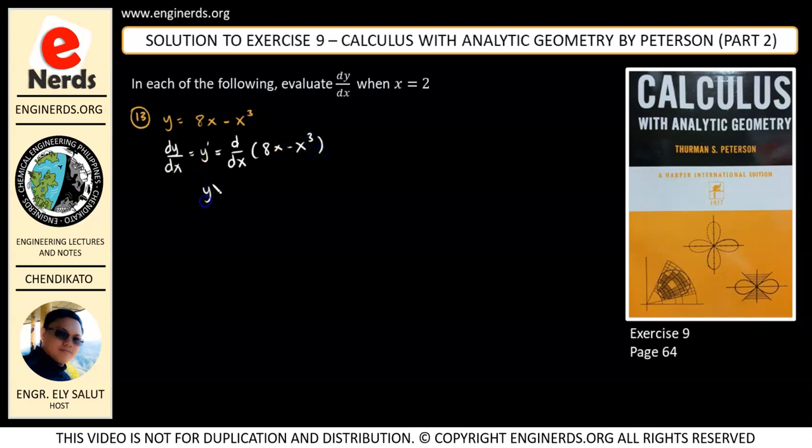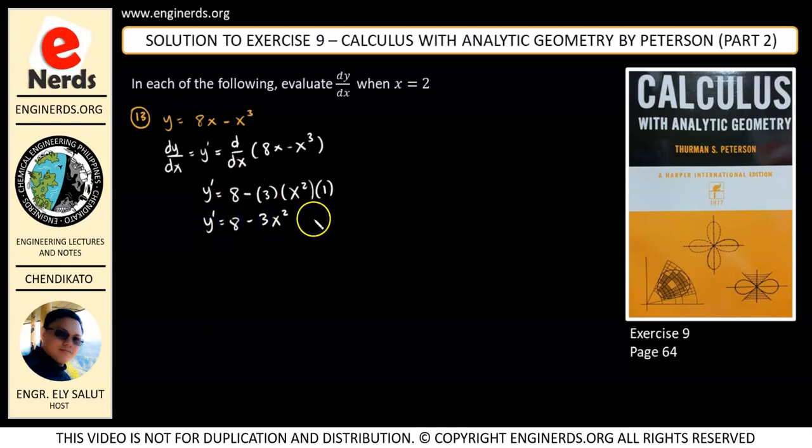So, y prime is equal to, kukunin natin yung derivative ng 8x minus x cubed. So, ang derivative ng 8x is equal to 8 minus ang derivative ng x cubed. Ibababa natin itong ating exponent, which is 3 times x. Ang exponent natin, isusubtract natin sa 1. So, we have 3 minus 1 is equal to 2. Then, the derivative of x is equal to 1. So, therefore, y prime is equal to 8 minus 3x squared.